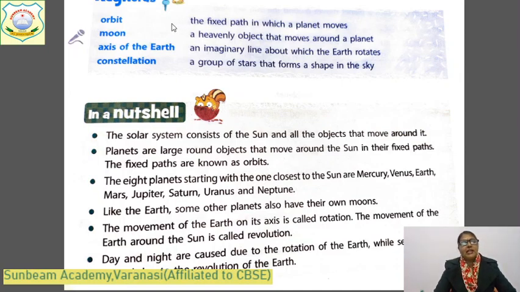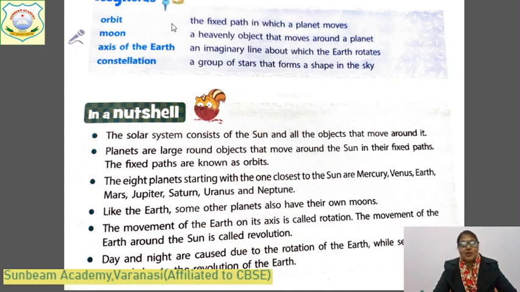Orbit क्या होता है बेटा? The fixed path in which planets move. Planets जिसमें move करते हैं एक path होता है ना, imaginary line, वो क्या कहलाता है? That is orbit. We have learned these things in very detail in our previous class.